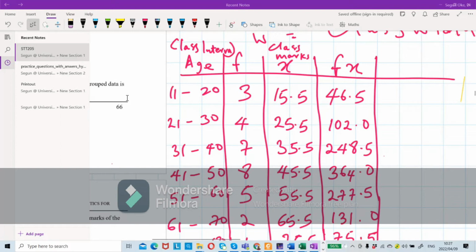My question is this, sir. How did we get the FX? I don't know how to get it, sir. X is 11 plus 20 divided by 2. Then you do the same thing to all, and you get the answer. Is it okay? Yes, sir. Thank you, sir.